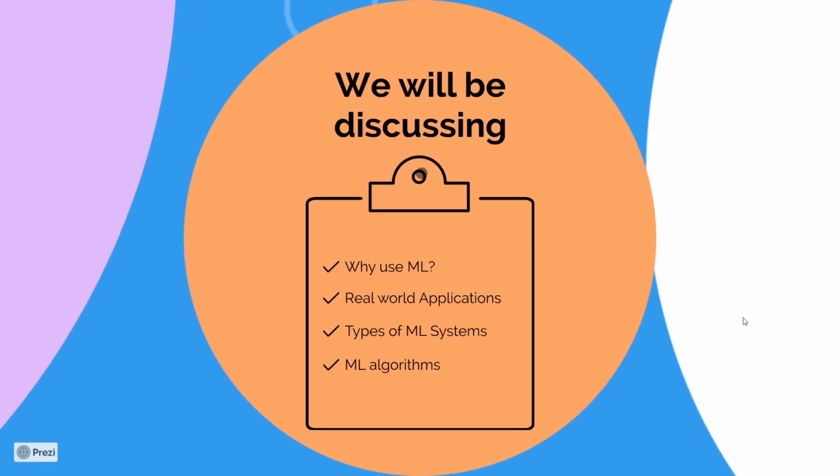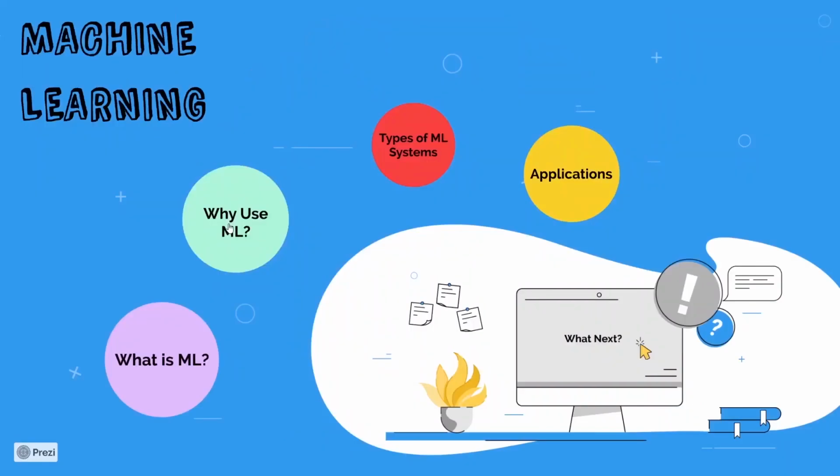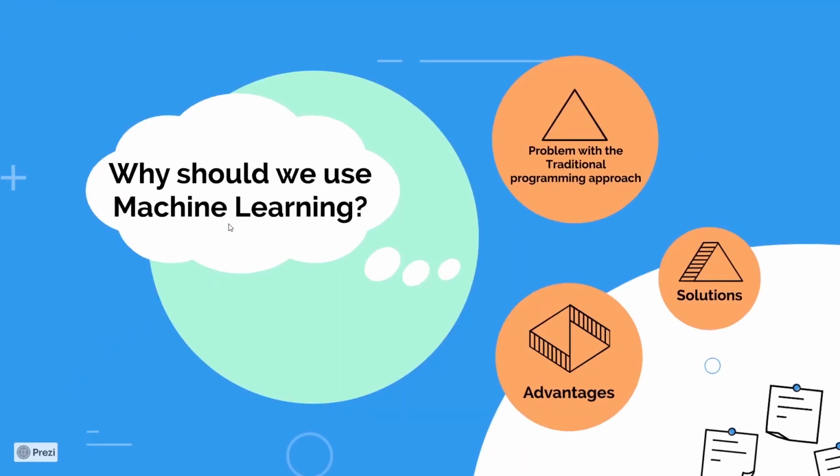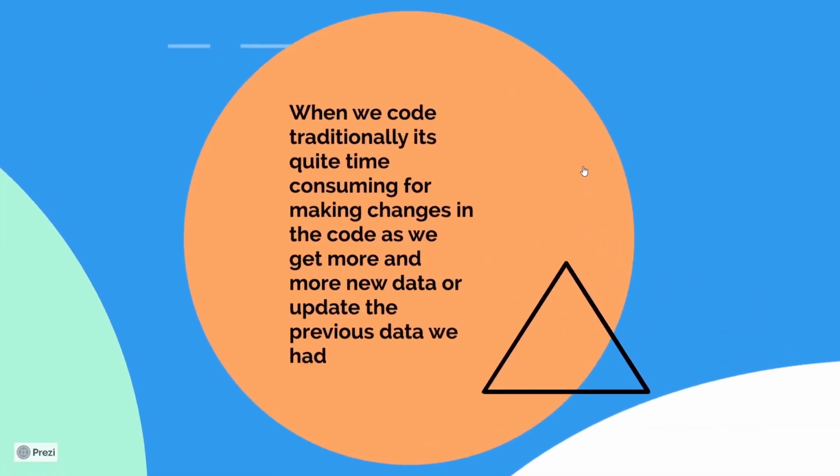So here is the overview about what we will be discussing in this video. Now let's move on to answer our first question. Why should we use machine learning? One of the reasons why I feel that we should use machine learning is that when we simply code, it's quite time consuming for making changes in the code because the code is too long and we have to go through it entirely for making some changes when we update the data. What machine learning does is that it simplifies the code and adapts itself to the new updated data.